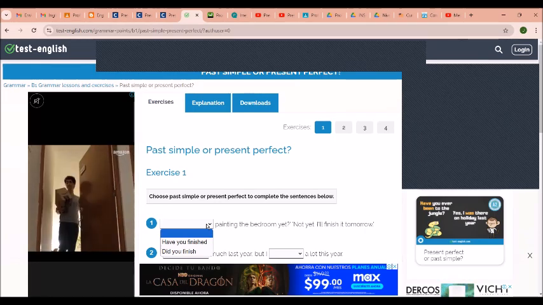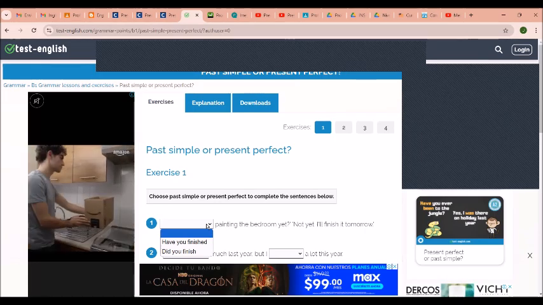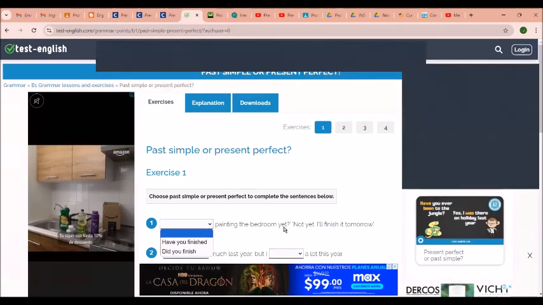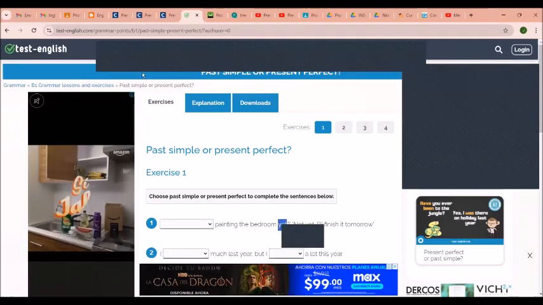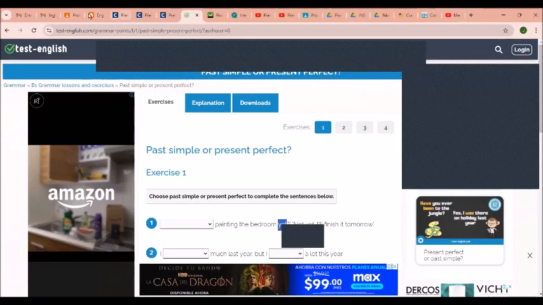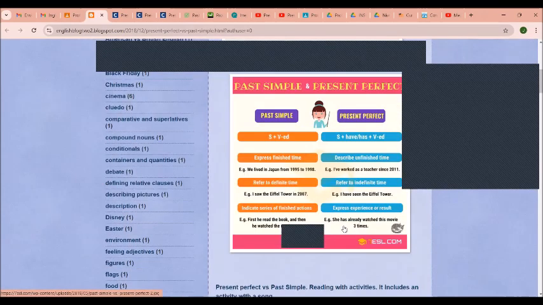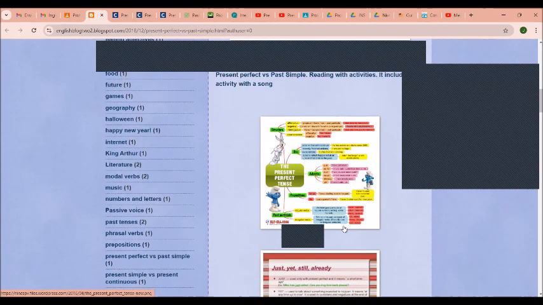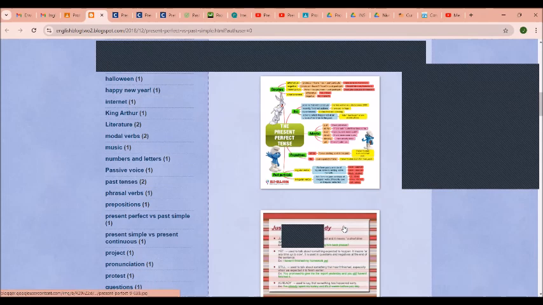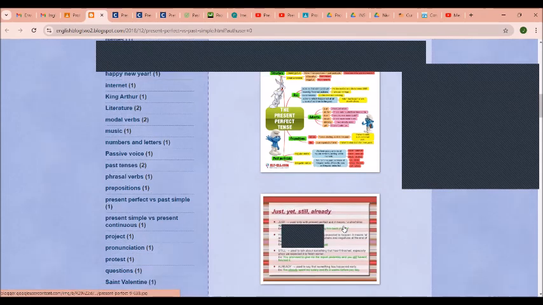Did you finish? No. Your clue here is yet. When do we use yet? We use yet when we are talking about unfinished activities, right? So time expressions like just or yet or still or already, since, and for are all used for present perfect.